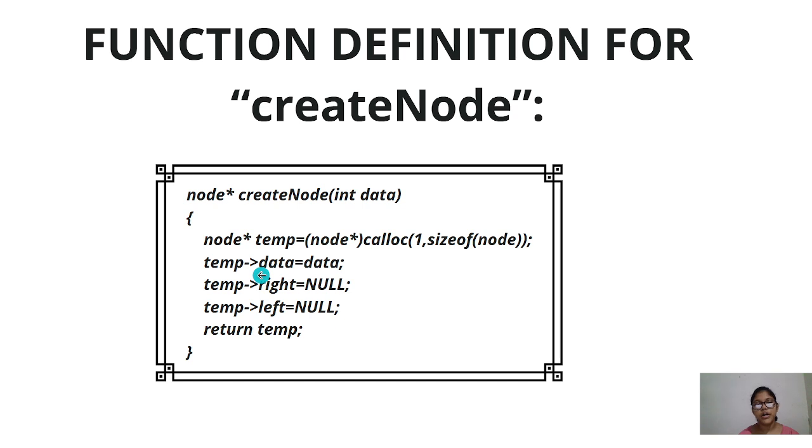Temp of data, now we are getting under the data, right and left. Temp of data is data, temp of right is equal to null, so that the pointers don't become dangling pointers and could be assigned a value null. The same goes for left, null. And yes, it has to return temp, so that we can work with that temp and insert value to it.